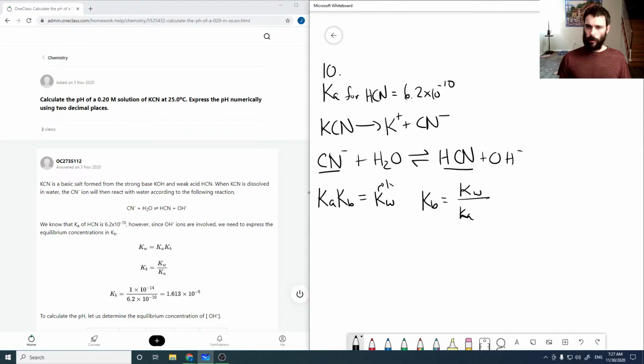Kw is 1 times 10 to the minus 14. It's just a constant. So 1 times 10 to the minus 14 over Ka, which is 6.2 times 10 to the minus 10. And so then this equals 1.6129 times 10 to the minus 5. Okay, so now we can use our ice table to calculate our equilibrium.